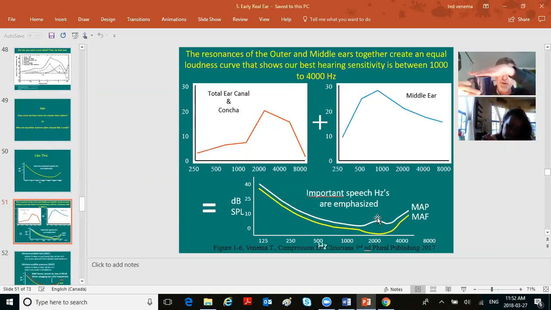Okay, so now you no longer have the quarter wave resonator and you no longer have that outer ear canal resonance. So that's why you lose a little bit of that. You're losing some of this top left here. You're losing some of that total ear canal and concha because you've plugged up the ear with a headphone.